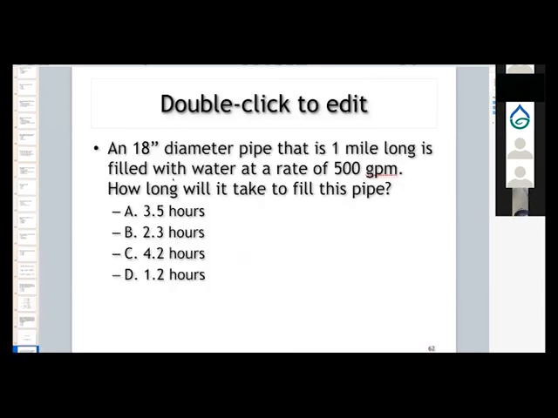An 18-inch diameter pipe that is 1 mile long is filled with water at a rate of 500 GPM. How long will it take to fill this pipe?